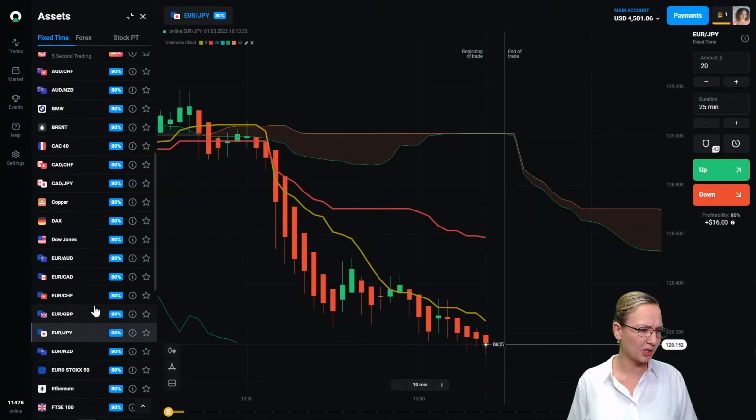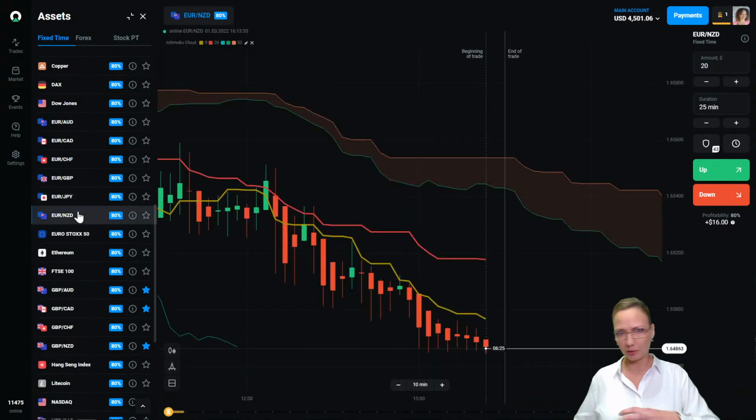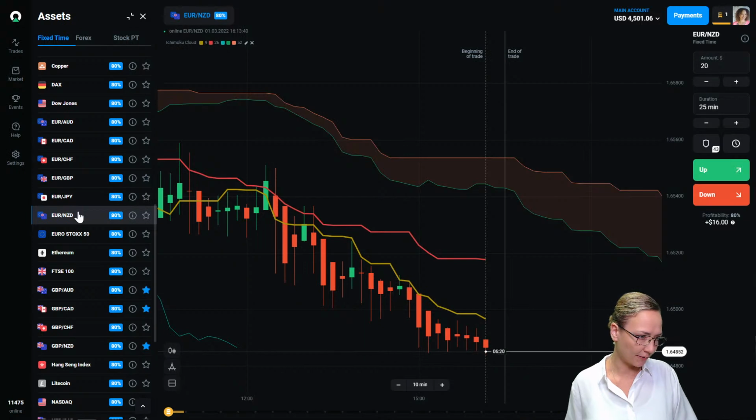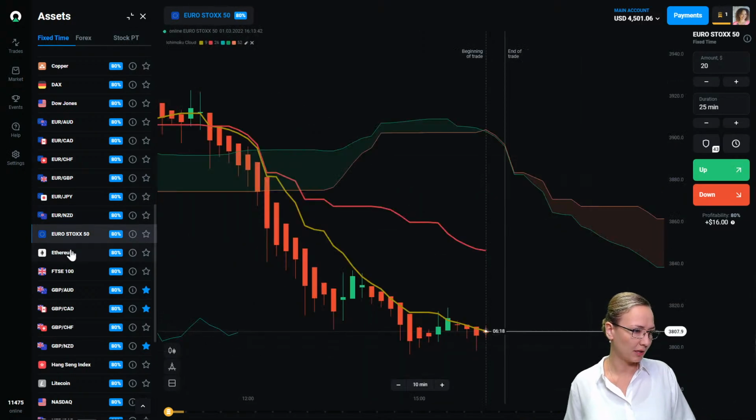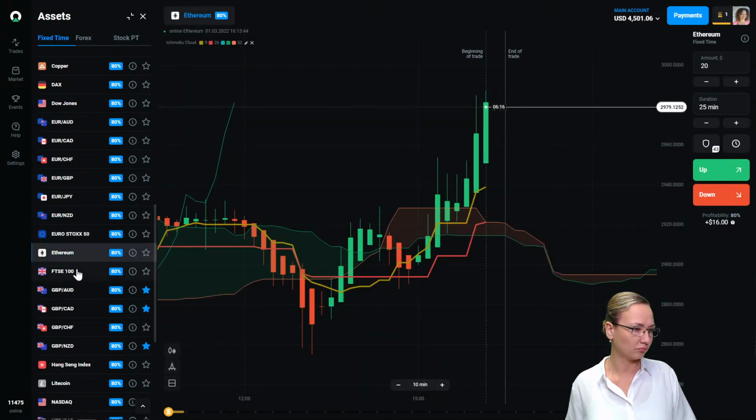Usually there's a lot more action on some lower time frames because there's a lot of activity when we're looking at short time frames. So a lot of changes. But I'm not seeing anything right now.